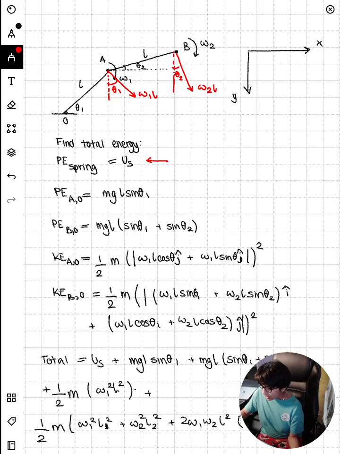Meanwhile, KE of B with respect to O is going to be half times m times the magnitude of the velocity of B with respect to O squared. And the velocity of B with respect to O is going to be equal to the velocity of B with respect to A plus the velocity of A with respect to O. We already know the velocity of A with respect to O from the previous step. Finding the velocity of B with respect to A is a pretty similar process, and in this case, it comes out to be ω2L sin θ2 i plus ω2L cos θ2 j.